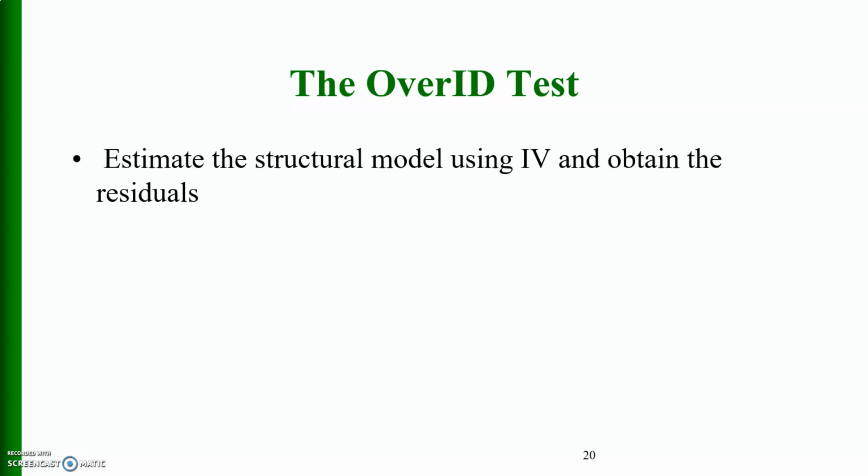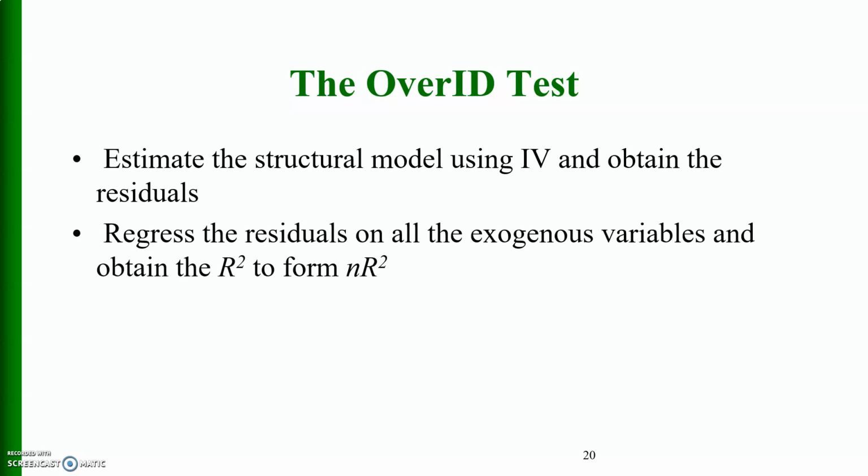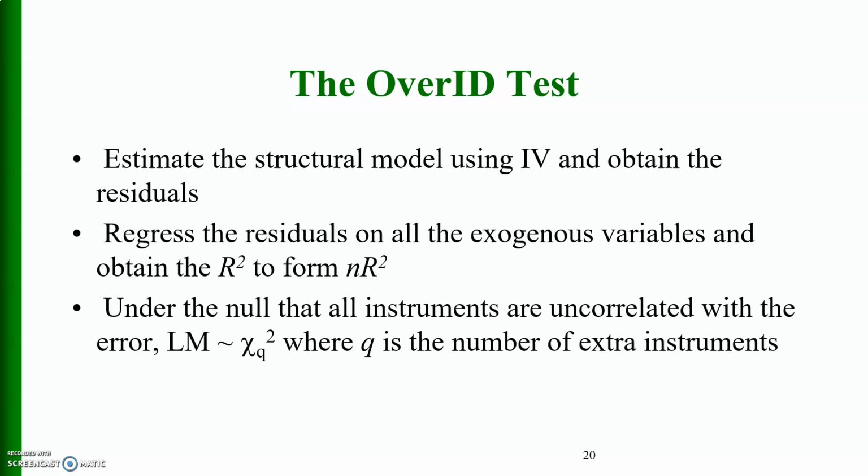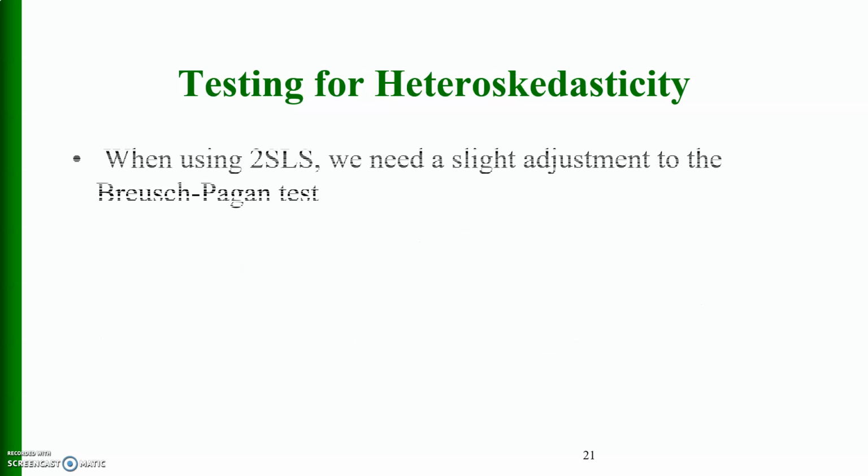In order to do that, let us estimate the structural model using instrumental variable and obtain the residuals. We will then regress the residuals on all of the exogenous variables and obtain the R square to form n times R square. Under the null hypothesis that all instruments are uncorrelated with the error term, the Lagrange multiplier has a chi-square distribution with q degrees of freedom, where q is the number of extra instruments.